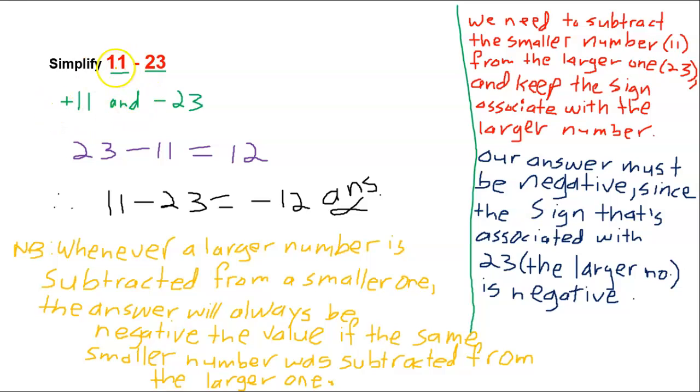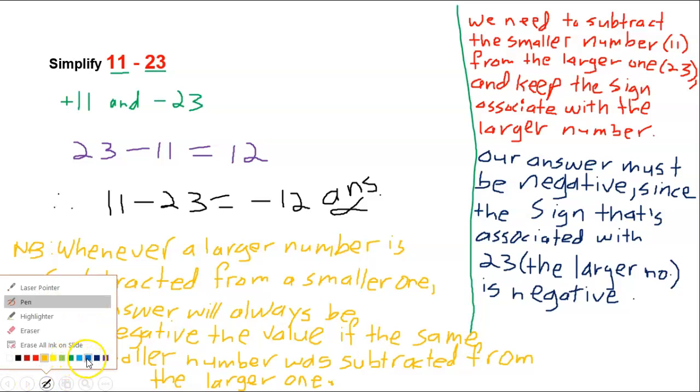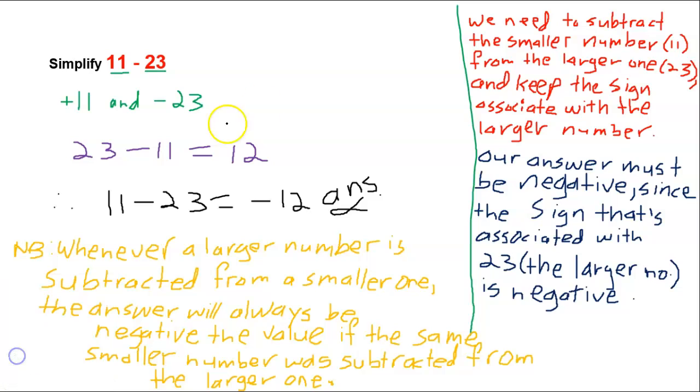So for example here, 11 is smaller than 23. So you're subtracting a larger number from a smaller one. So the answer will be negative, the value if the smaller number was subtracted from the larger one. In other words, if you have 11 take away 23, the answer would be negative whatever the answer would be if 11 is taken away from 23 instead. So that's how we could have gotten negative 12 as our answer here.